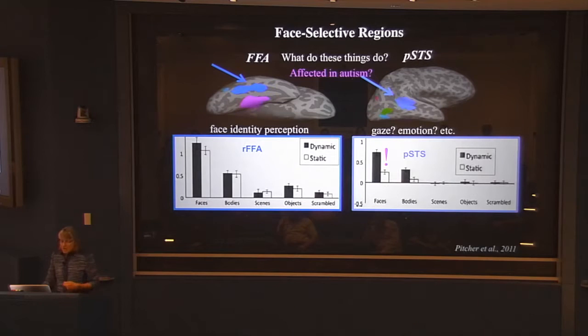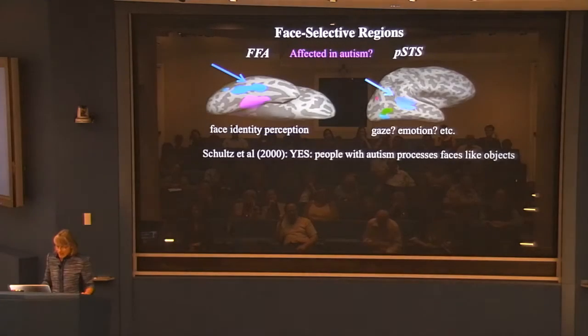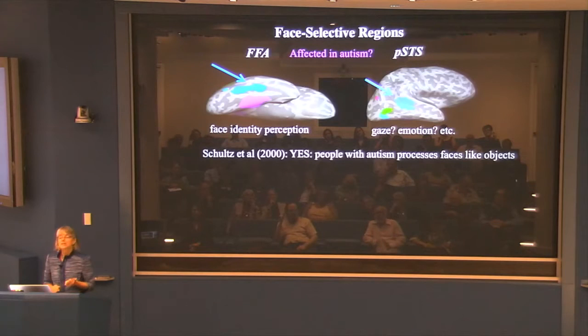So now we can ask, are these regions affected in autism? We just do the same thing. We scan adults with autism who've been properly ADOSed and all of that on this very same paradigm. Oh yes, background. Lots of people have asked this question before.